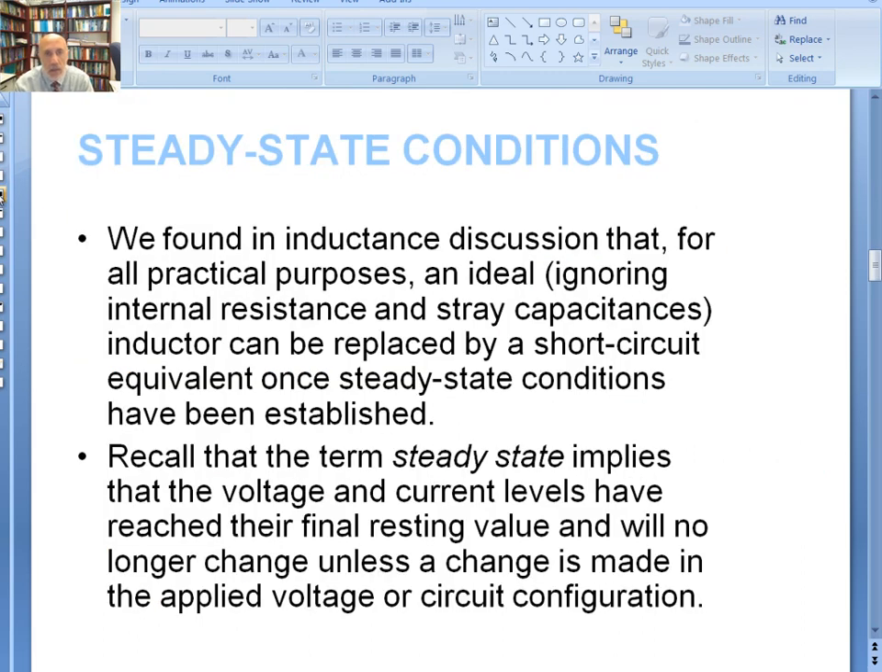Steady state conditions: just like we did with the capacitance, we also discuss the inductance at steady state. If you ignore all the internal resistance and stray capacitance, an ideal inductance can be replaced by a short circuit equivalent once it reaches steady state conditions. This is only true for DC. When you have AC, we're not going to talk about it in this course, but we will discuss it if you take an AC analysis course.